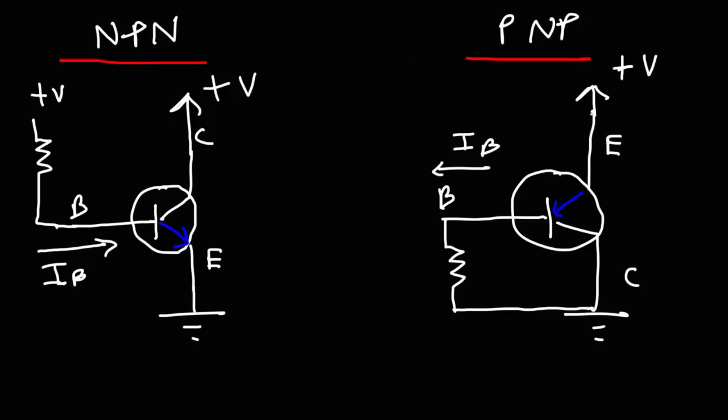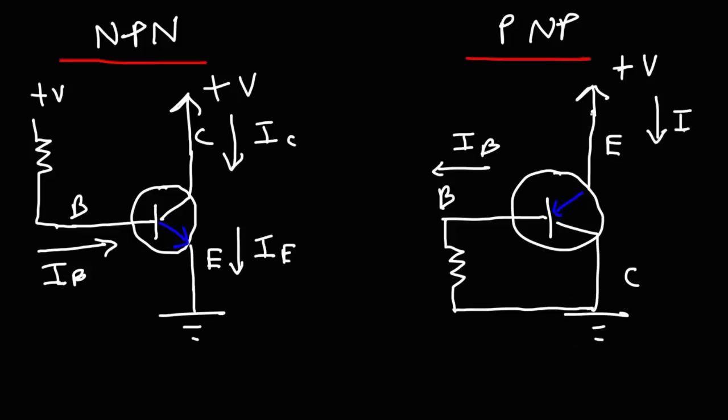One of the many reasons why I like to use conventional current when analyzing circuits involving transistors is that the direction of the emitter arrow tells you the direction of the emitter current. The collector current flows towards the NPN transistor, and the emitter current flows away from it in the direction of the emitter arrow.